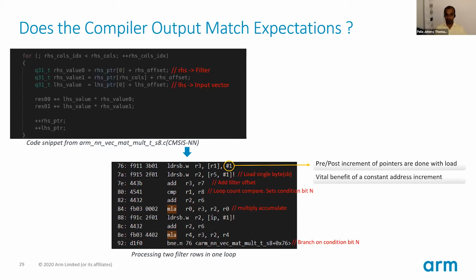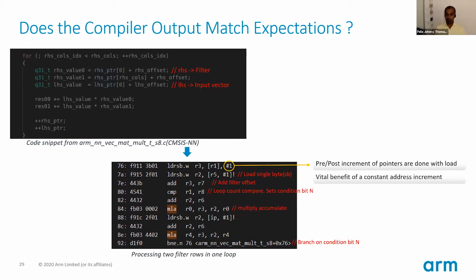And you can see that you have 3 load single byte instructions. The LDRSB is load single byte. So you have 3 of those corresponding to 2 filter and 1 input byte read. You have 3 add instructions corresponding to 3 additions of the offsets. And you have 2 multiply accumulate instructions. So that looks good. That is kind of how you would have written it if you had just written assembly. And there's nothing strange about it.